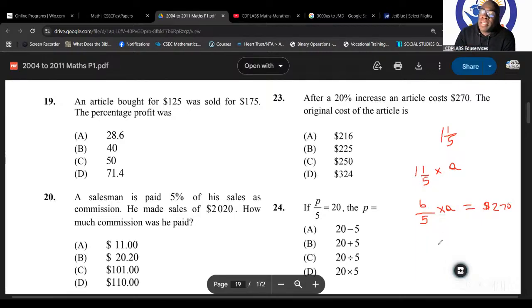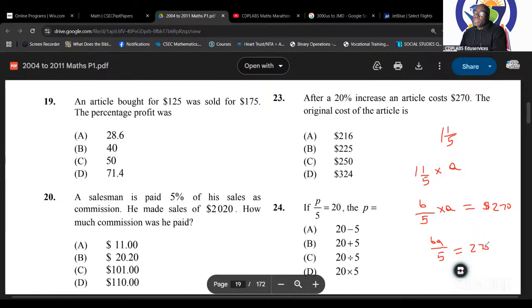So therefore you can say 6A over 5 is equal to 270. Divide 270 by 5 and let me know what it is, please. Sorry, multiply 270 by 5.